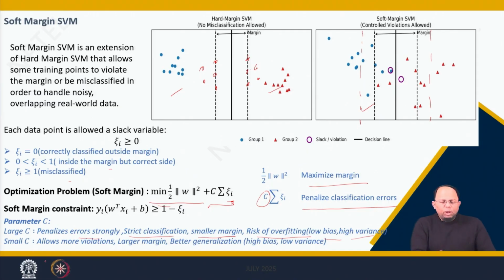In case of small C, this allows more violations, which results in larger margins. But this of course results in better generalization, which is high bias and low variance. So by tuning the value of C, I can use different values of C to find out which gives us the right prediction, or what would be the right accuracy scores, and accordingly we can go forward.